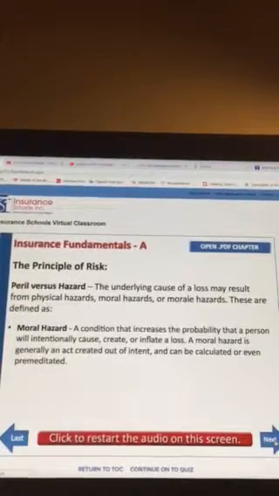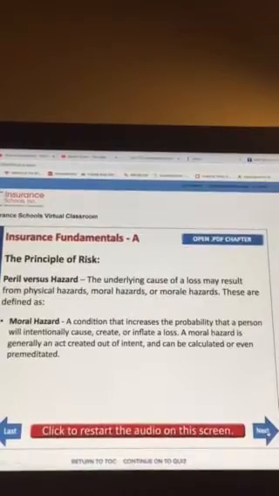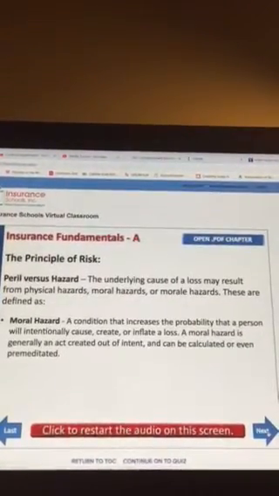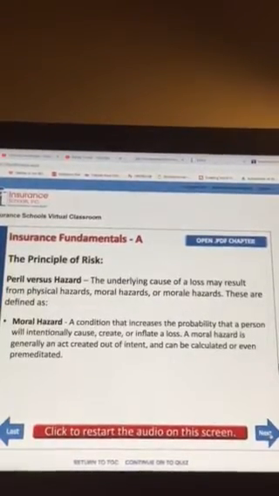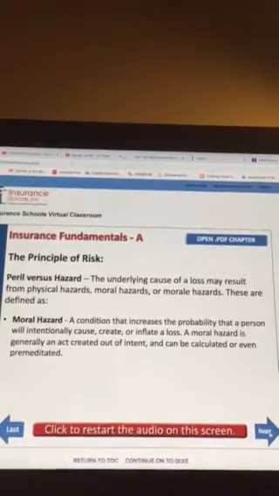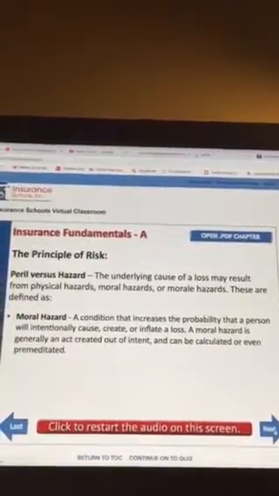A moral hazard is a condition that increases the probability that a person will intentionally cause, create, or inflate a loss. A moral hazard is generally an act created out of intent, and can be calculated or even premeditated. For example, an insured who poisons his or her spouse to collect on a life insurance policy would certainly be a moral hazard.